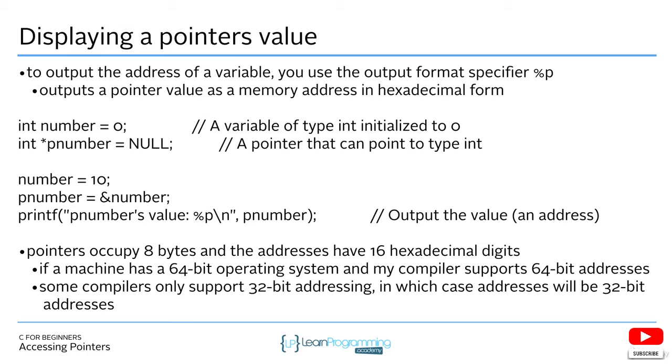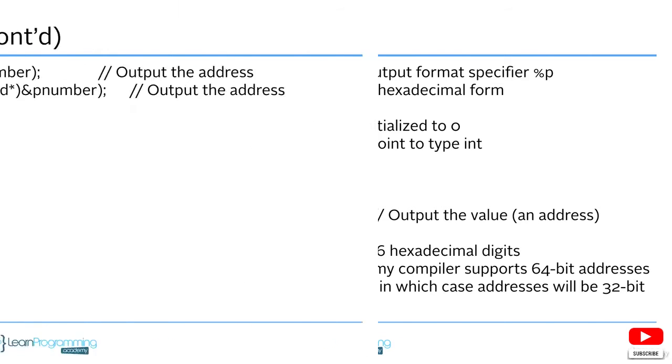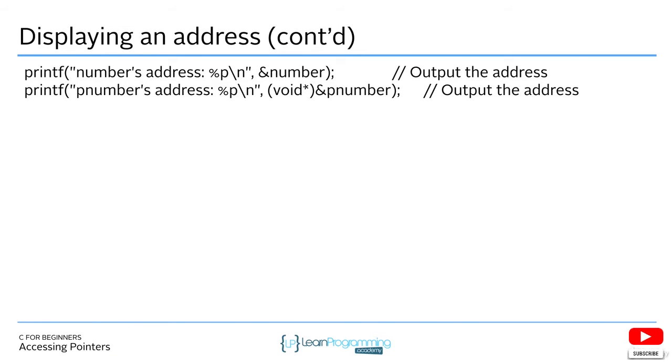Now, what if you want to display an address? And you may say, well, what's the difference? Because the pointer has a value, right? But you can also display the address with the address of operator. So in this example, we want to display the address of number. Number is not a pointer, right? Number is just an integer. If we want to get the address of that, we use the ampersand. If we want to display the address of that, you just use %p again. You just apply the ampersand.